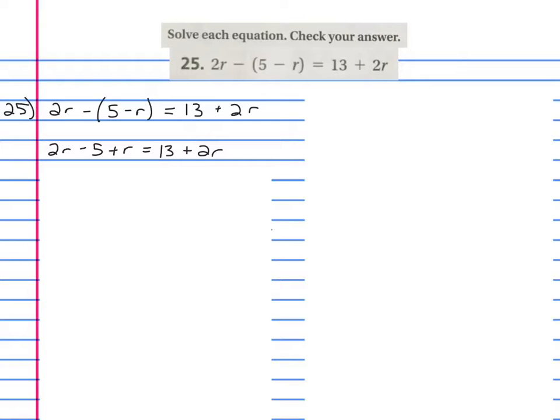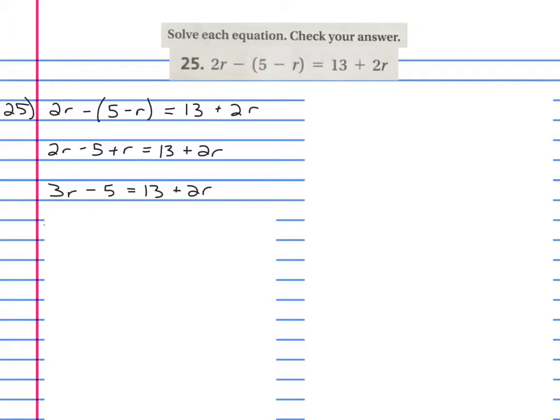So we've got 2r minus 5 plus r equals, this is what was already there, 13 plus 2r. We need to combine like terms. 2r and r become 3r, so 3r minus 5 equals, again, what was already there, 13 plus 2r.